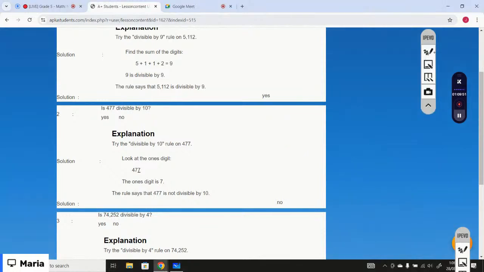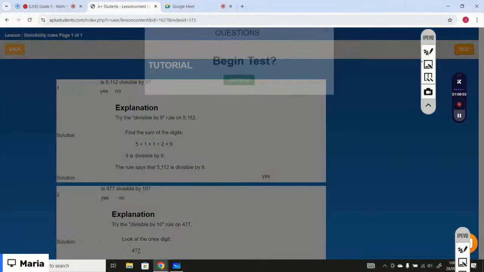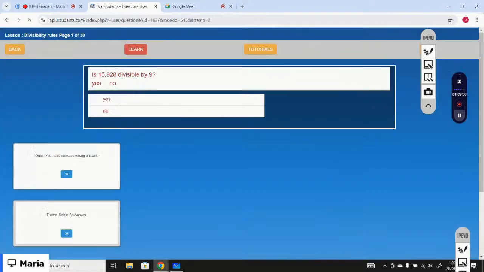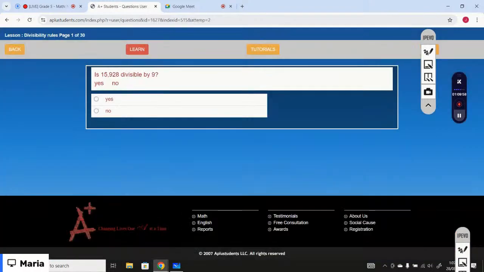Okay, let's just start with the test questions. So you have to keep the divisibility rules for these numbers in your mind. They are very, very important.